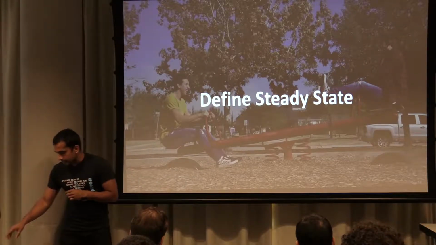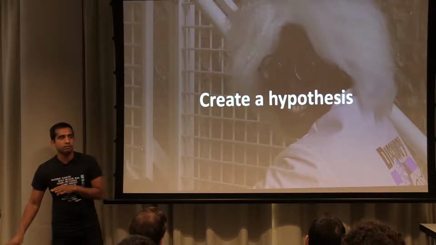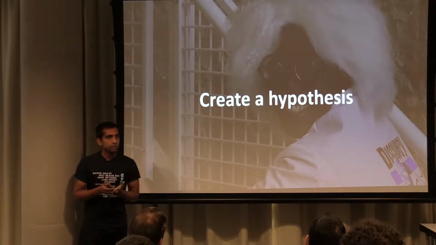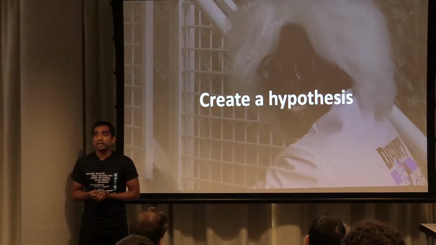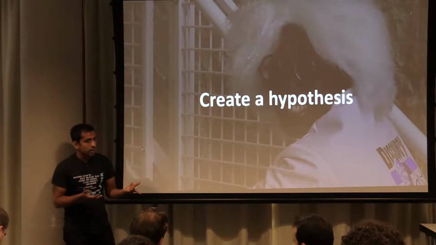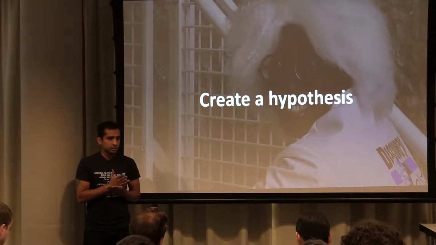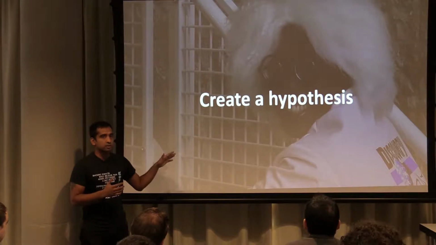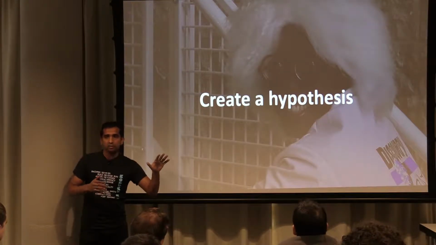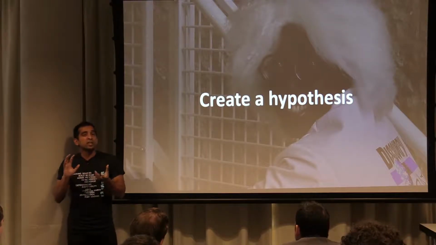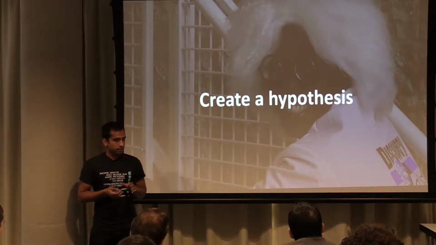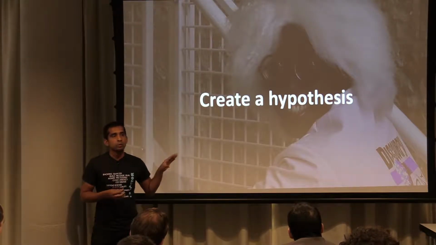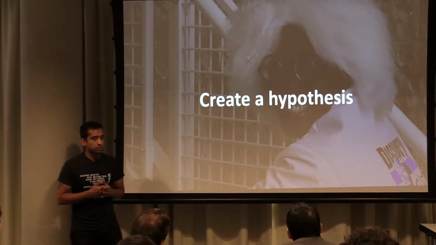That leads us to the next part, creating a hypothesis. To create a hypothesis, you need to know the basic steady state of your system, and then you make an assertion. Okay, if I do this, something's going to happen. It can be positive, it can be negative. You might not even know what's going to happen. That's another way of chaos testing. But in basic terms, you have an assertion, a hypothesis.